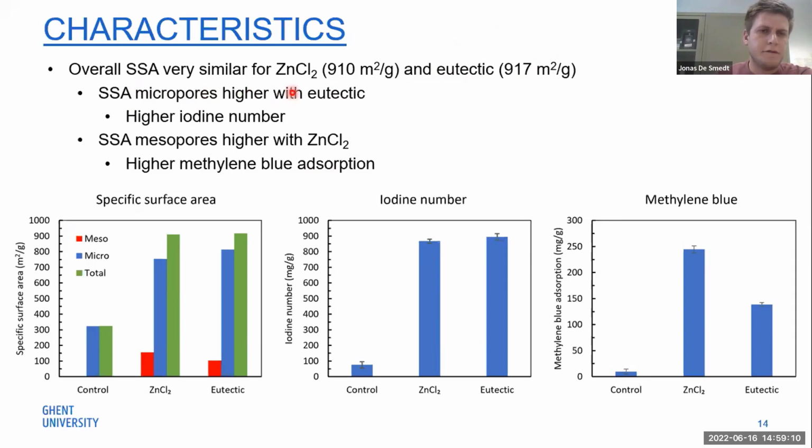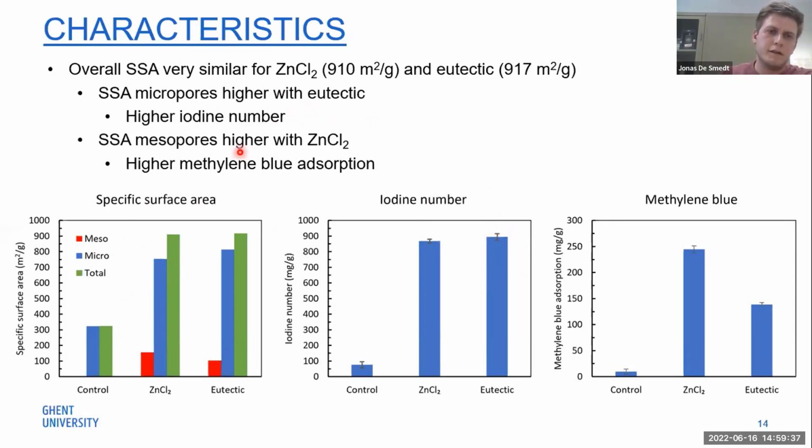But the big difference lies in how the pores are formed and where the pores or the area, let's say, is formed. So in this graph again, in blue, we have the micropore surface area, and it is higher for our eutectic mixture compared to our pure zinc chloride. This can also be noticed from our iodine number, which is higher for our eutectic compared to zinc chloride.